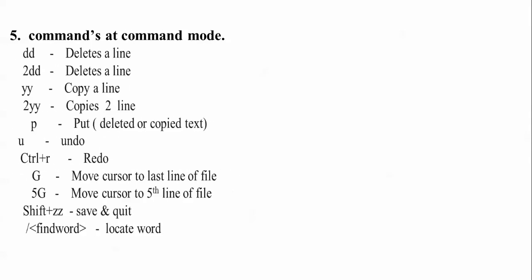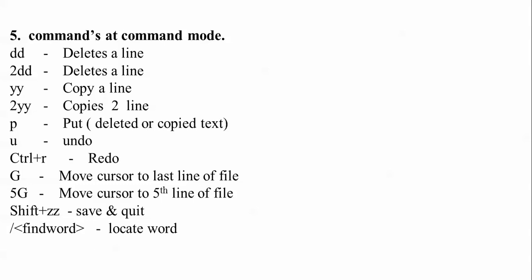This is your command: dd is to delete a single line. If you want to delete 2 lines, you just give the 2 and press dd. If you want to delete 4, 6, 7, 8, or 10 lines, just give that number in place of 2. And yy will copy a line, and 2yy will copy 2 lines. If you want to copy 4 lines, give a 4 in place of 2 and press yy. And with p we paste the copied or deleted text.